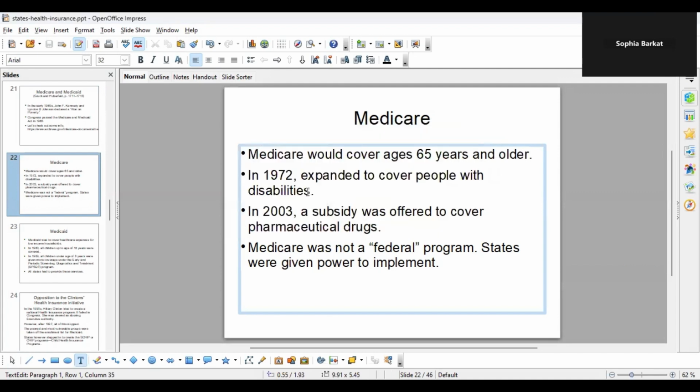All right. In 1972, Medicare was expanded to cover people with disabilities. We completely left out an entire group of people that actually need care. In 2003, a subsidy was offered to cover pharmaceutical drugs.